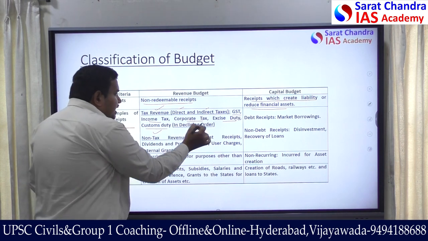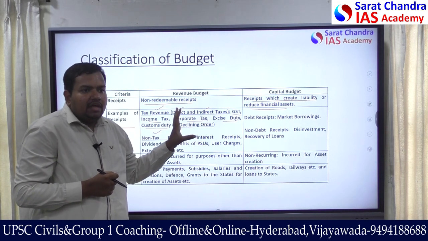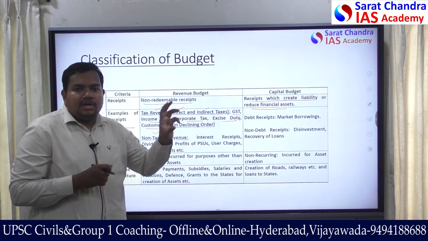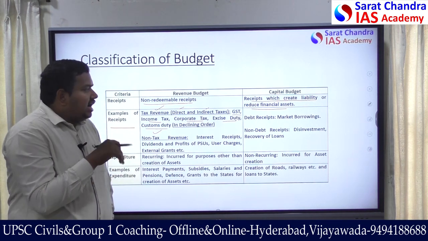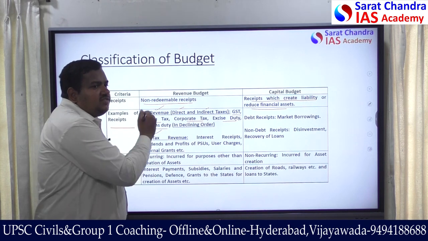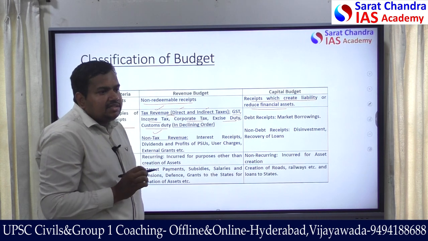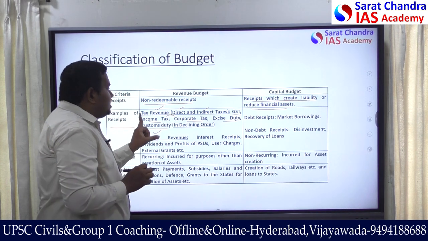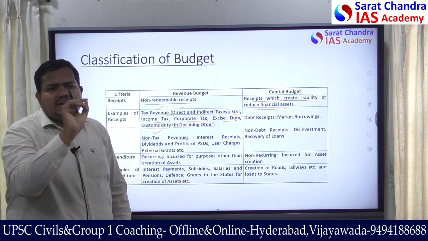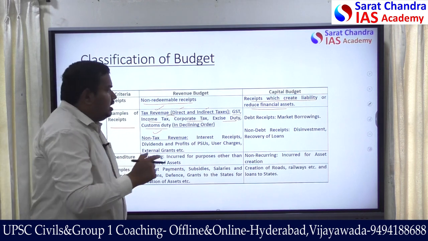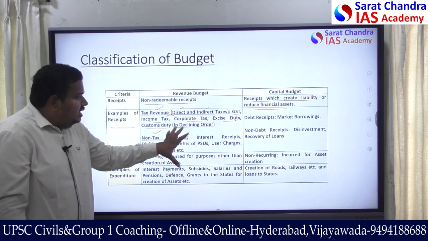So, in the declining order, this is the revenue that the government gets from each of these. That means, whatever the revenue that the government gets from tax collection, the highest comes from what? GST. After that, from income tax. After that, corporate tax. But these two are almost the same. Income tax and corporate tax, sometimes corporate tax will be more, sometimes income tax will be more. Almost similar. Just a point difference in the percentage if you take. Next, excise duty and customs duty. Okay. So, this is in the declining order.